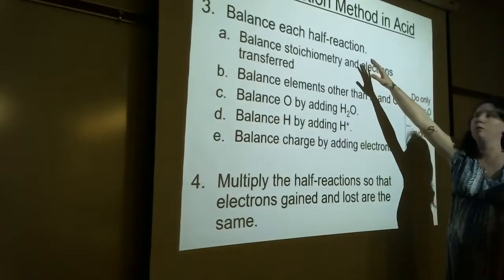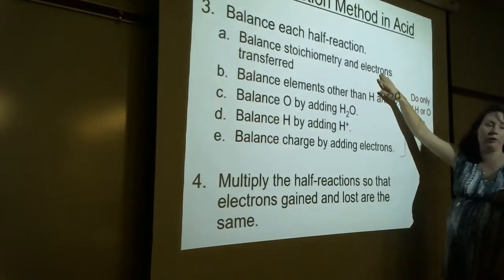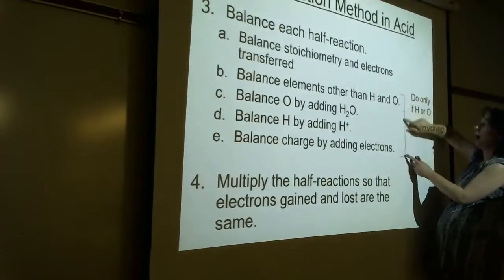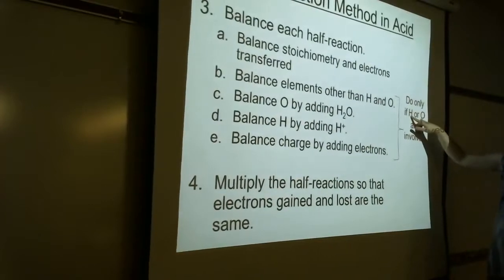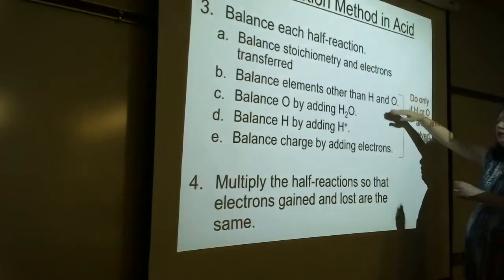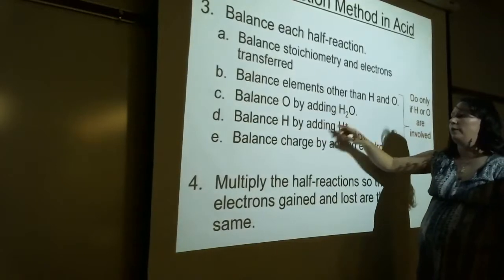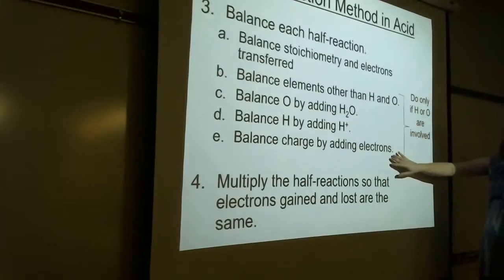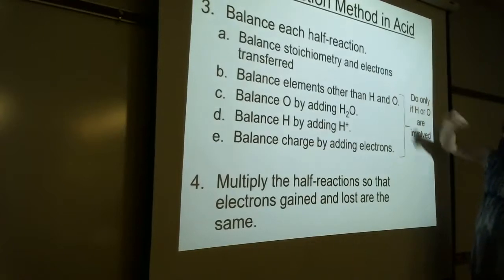Then we're going to balance each half reaction. I mean, that's the main bulk of what we're doing today. We're going to balance for stoichiometry. We're going to balance for a number of electrons that get transferred. And then these parts are only going to apply to us if hydrogen and oxygen are involved. So we're going to balance everything other than hydrogen and oxygen first. We're going to balance oxygen using H2O, balance hydrogen using H+. And then if we need to, we can balance charge. But you're probably not going to if you do this part correctly.